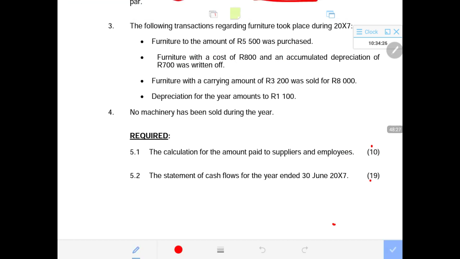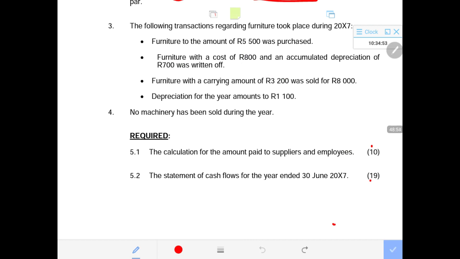So we have recorded this under the ledger account, and we have recorded the loss of 100 rand in cash paid to suppliers and employees. And we removed it because this loss, or this loss on the write down of furniture, is not a cash payment to a supplier or an employee. So we removed it. We go to the third bullet point.